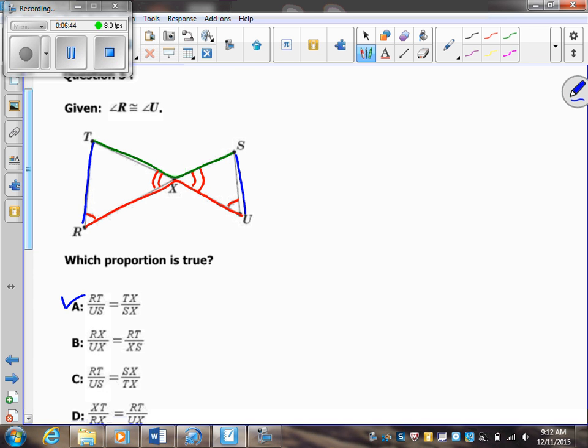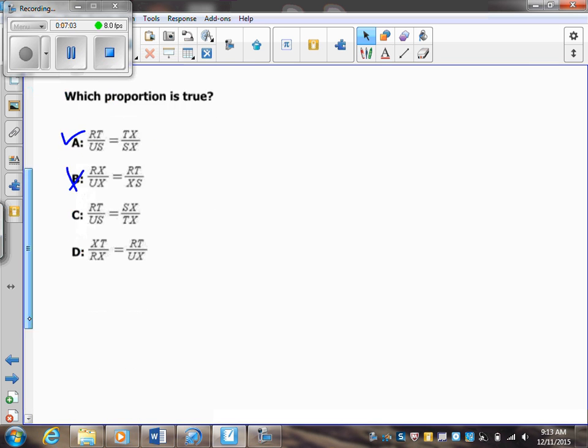If you look at the next one, it says RX, the red one, with UX with the red one, then it says RT, blue with green. That doesn't match, right? So that's not going to be true. So if you continue to go down, you can kind of tell that they're not going to be proportional.